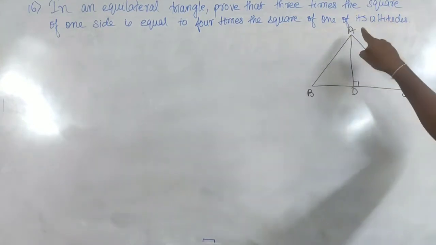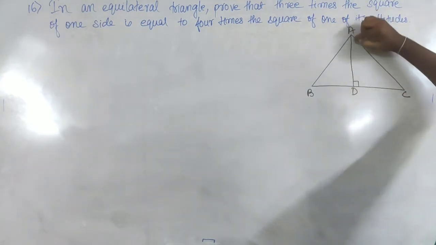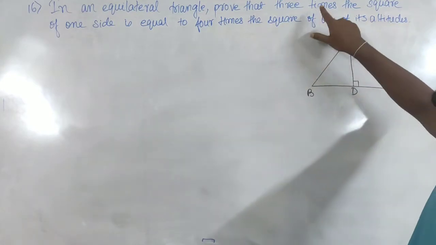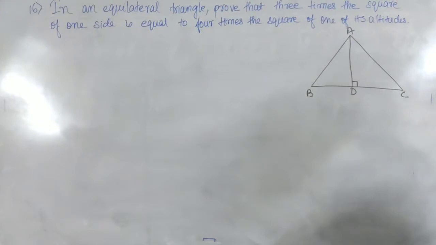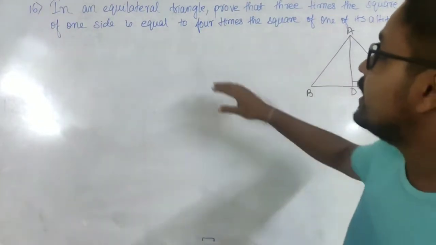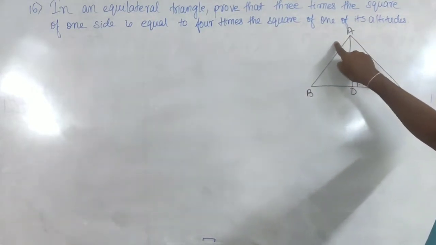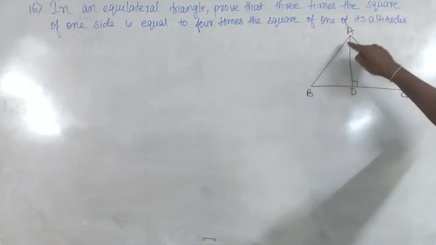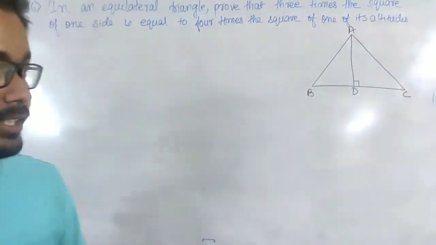This is our diagram. We have drawn a triangle ABC which is equilateral, and we have drawn an altitude AD. We have to prove that 3 times the square of any one side, so we will take any one side, we will take 3 times its square, and it is equal to 4 times the square of one of its altitudes. So we have drawn AD. Suppose we take the side AB and AD. So we must prove that 3 times AB squared must be equal to 4 times AD squared. This, 3AB squared equal to 4AD squared, is what we have to prove.